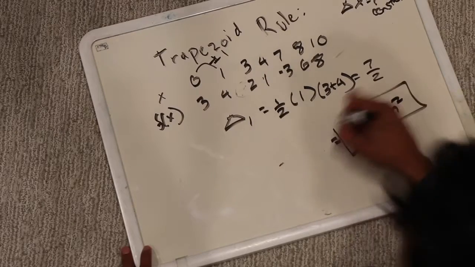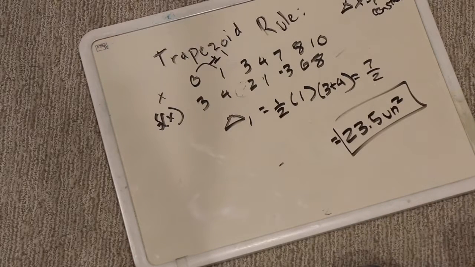So what we have talked about today, guys, is how to use the trapezoidal rule and how sometimes the trapezoidal rule is not always applicable, such as in this case, where delta x is not a constant.